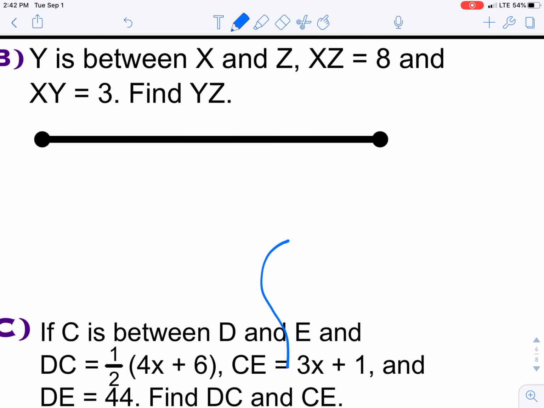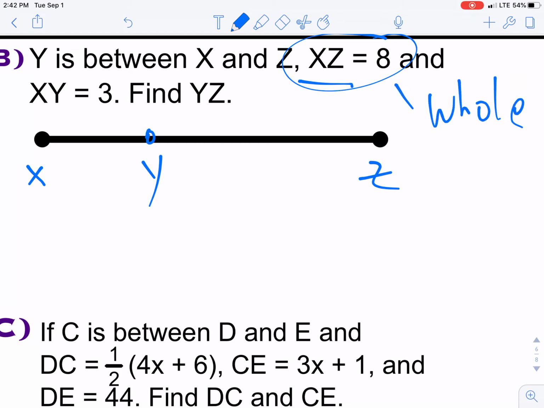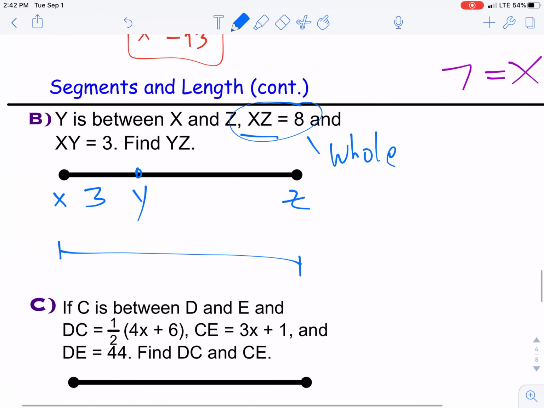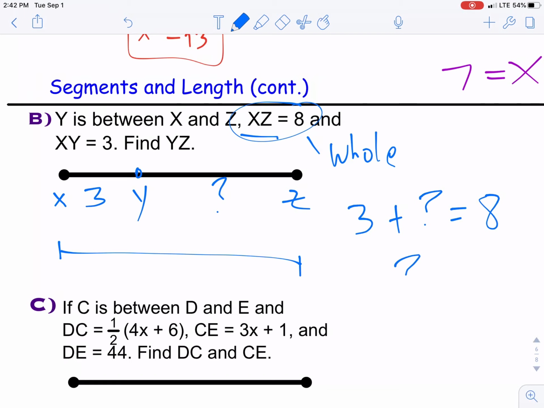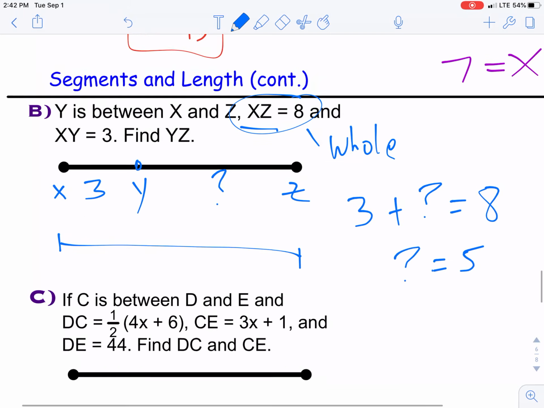All right, so big thing is making sure we know how to label. Y is between X and Z. All right, XZ, which happens to be the whole thing. Because X is on this side, goes all the way to Z, that's 8. XY is 3. So to set this up, we have to find Y to Z. 3 plus our question mark is equal to 8. Well, that question mark is going to equal 5. All right, so that's if they use numbers, straight up numbers, fly through it.